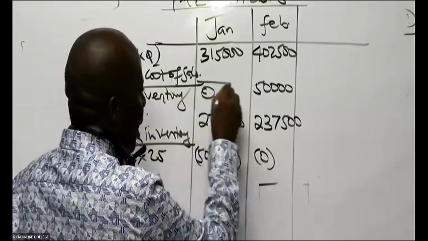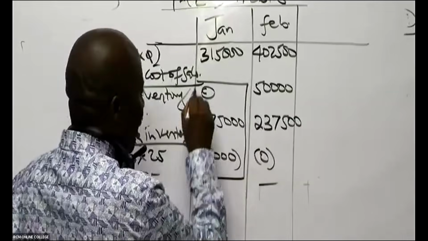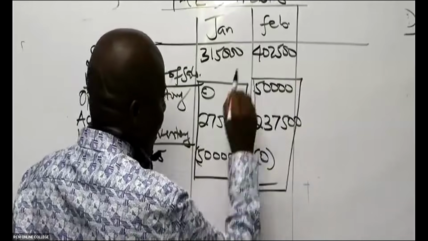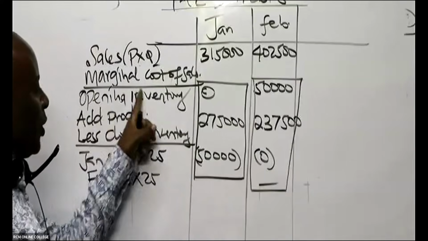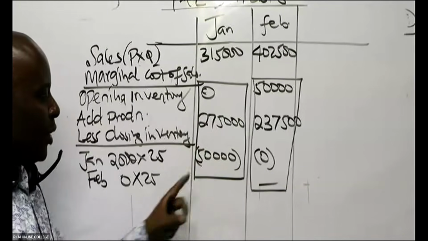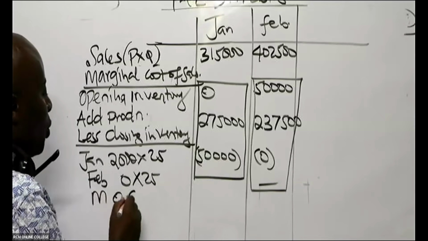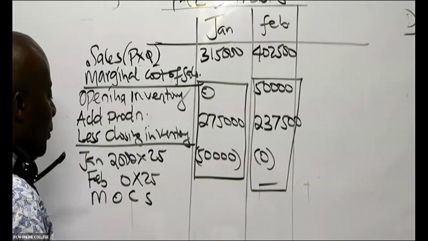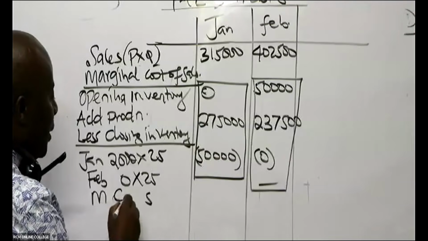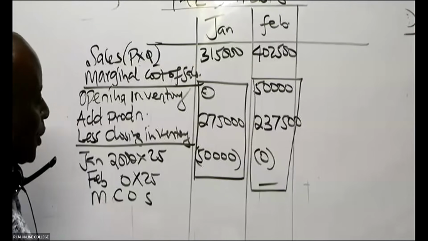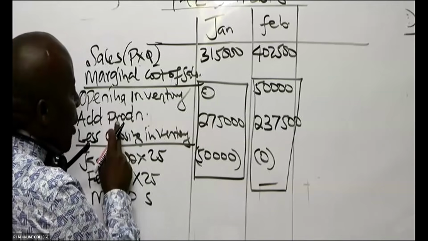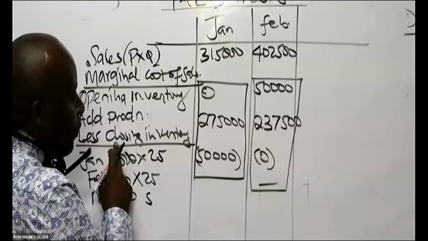So please always take care of these 3 numbers. You take opening inventory, you add the production, then you take 0 plus this minus this, and you give me the marginal cost of sales. So remember, to get marginal cost of sales, you take opening, you add production, you less closing inventory.